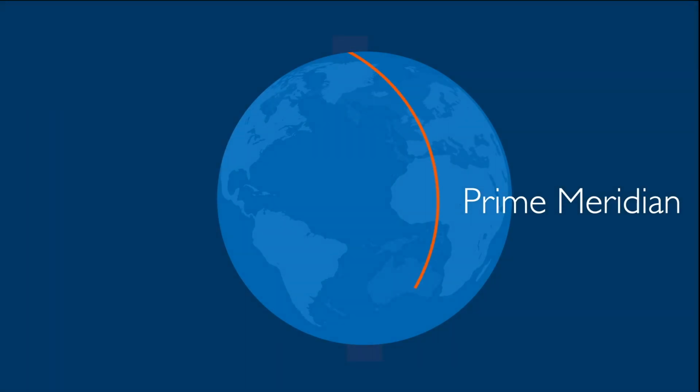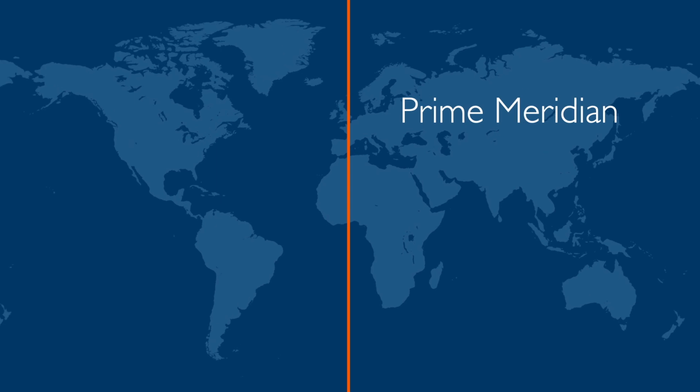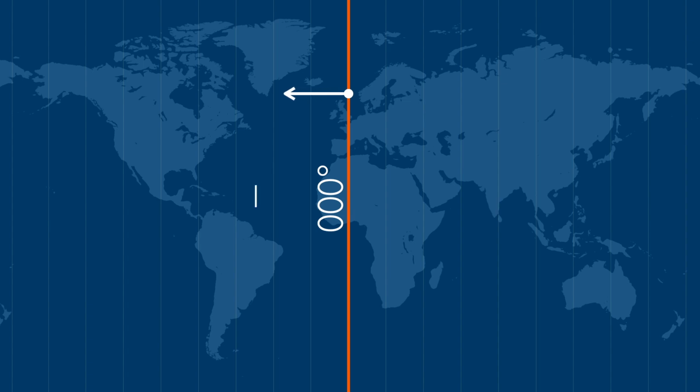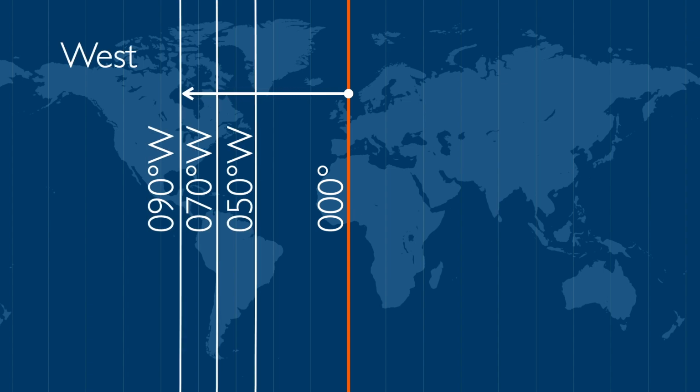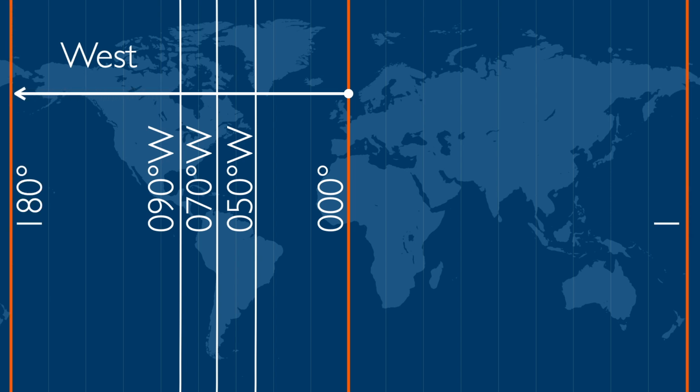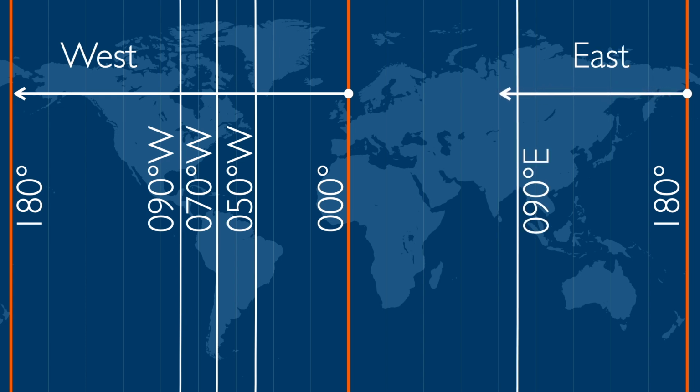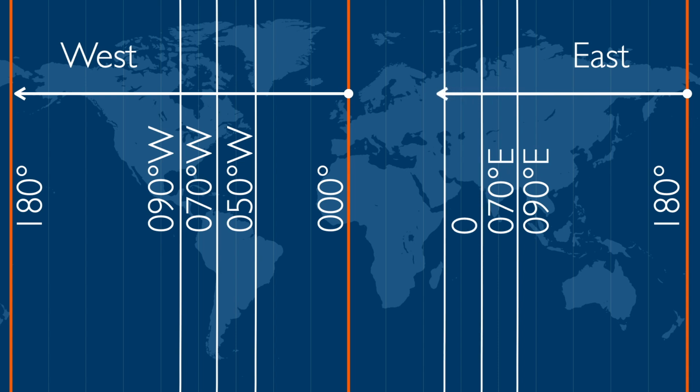Let's flatten this out and look at the prime meridian on our chart. As we move west from 0 degrees, our longitude increases in a westerly direction until we reach 180 degrees, the opposite side of the globe. 180 degrees is the marker that puts us in the eastern hemisphere, and our degrees will slowly reduce until we return to the prime meridian.